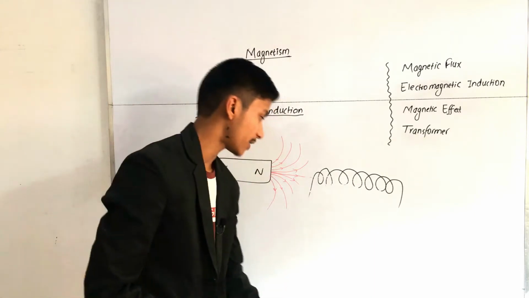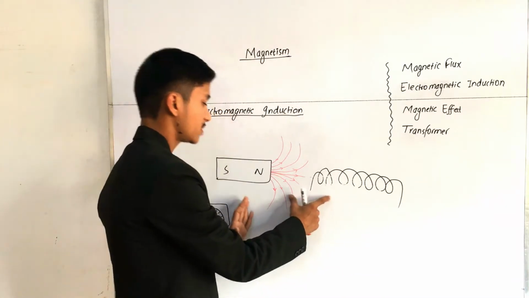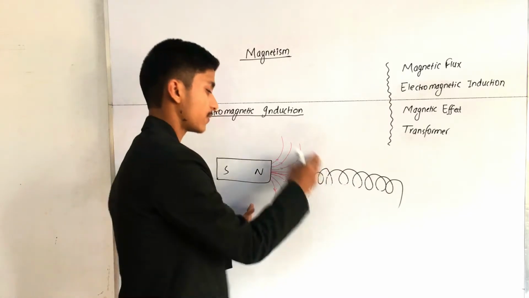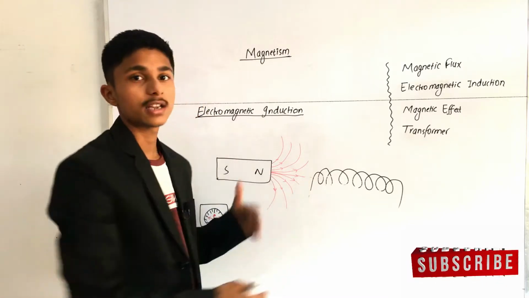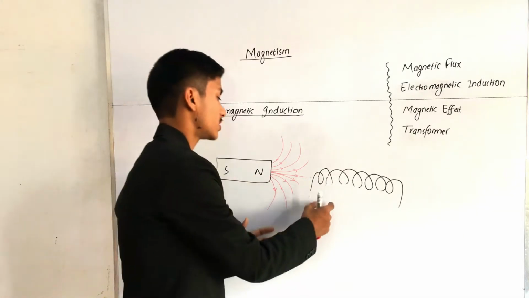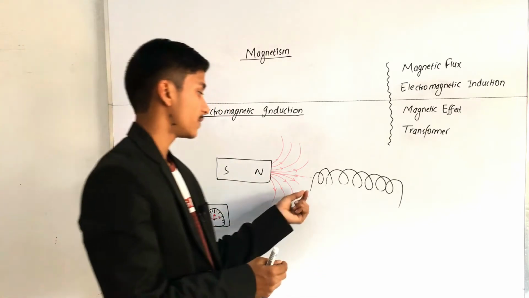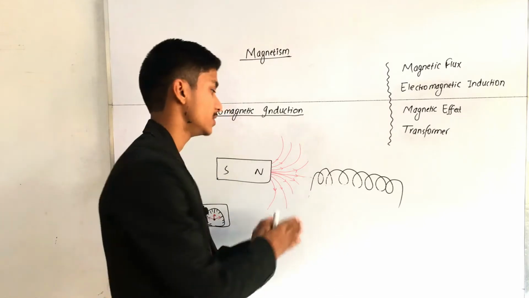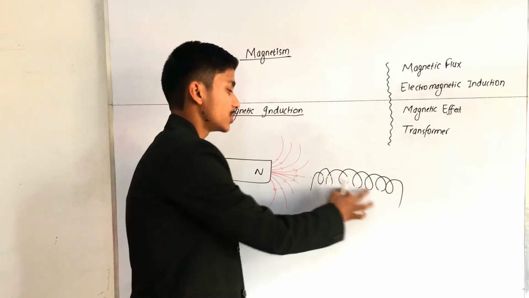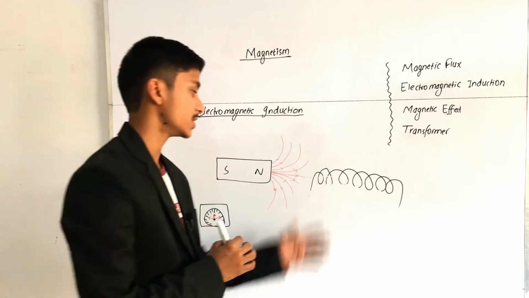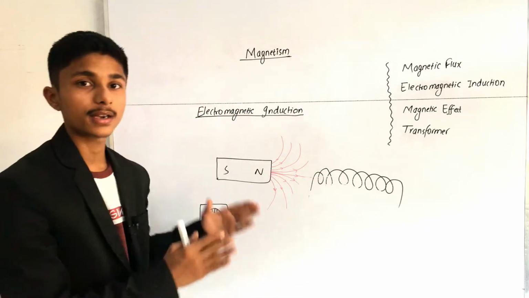Okay. And what happens when this coil is brought near to this magnet? It cuts the magnetic flux. It cuts the magnetic lines of force. This causes a change in magnetic flux. And when magnetic flux changes, the EMF is induced, and as a result, current is induced in this coil. Therefore, this phenomenon is called electromagnetic induction.